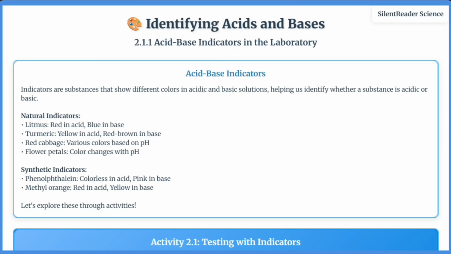Let's begin by learning how to identify acids and bases using indicators. Indicators are special substances that show different colors in acidic and basic solutions. Natural indicators like litmus, turmeric, and red cabbage leaves, as well as synthetic indicators like phenolphthalein and methyl orange, help us distinguish between acids and bases.